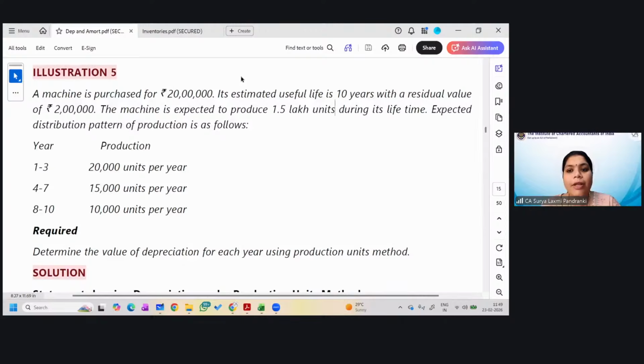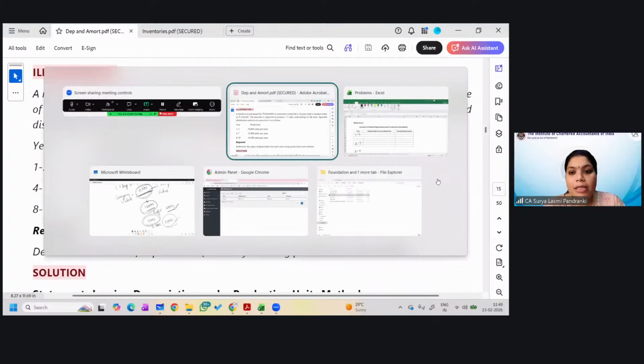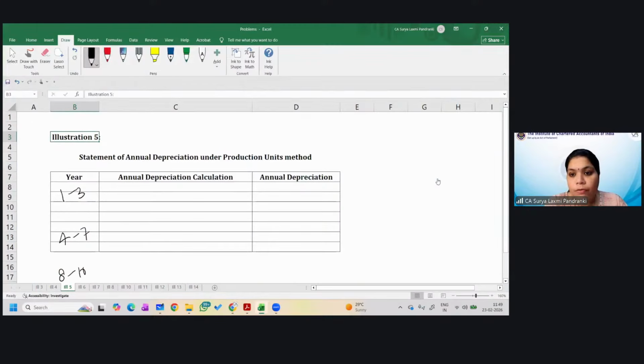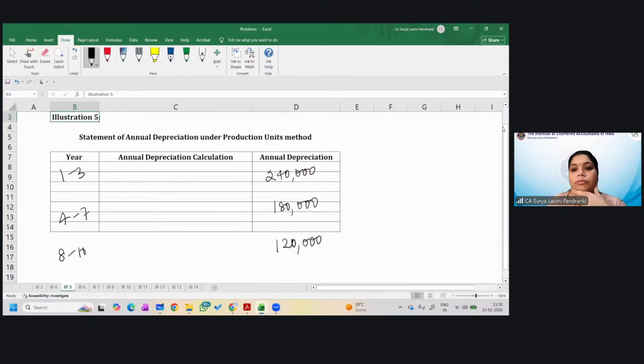Did you remove the scrap value and then calculate the depreciation? You have to remove the scrap value. Okay, good. I'm writing the answer here. Most of you have given this answer, so I am thinking it is correct. 2,40,000 is the first one, and for years 4 to 7 it is 1,80,000. And then for years 8 to 10 it is 1,20,000. Did you all get this answer? Anyone who got a different answer?